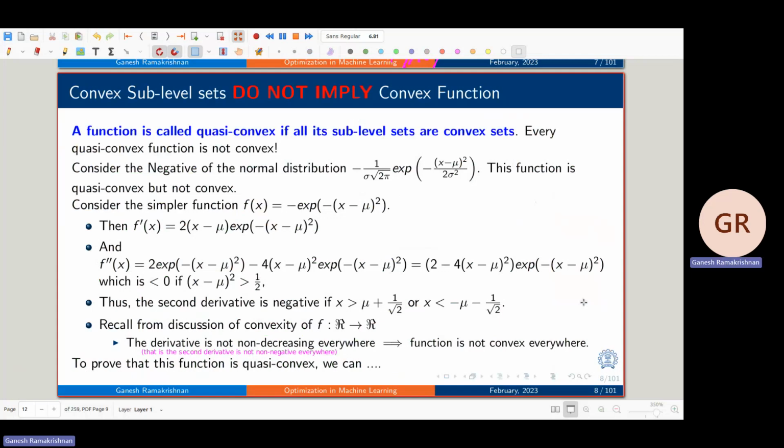So the bigger one is quasi-convex, and the smaller space is of convex functions. So what I do on the board here is to show an example of a quasi-convex function which is not convex.